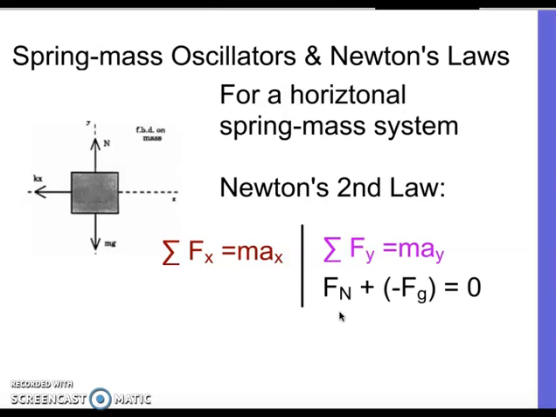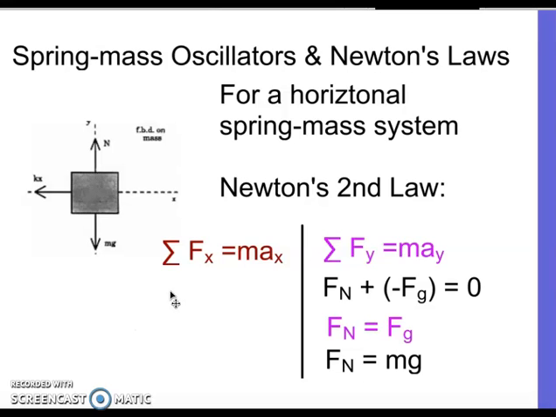Starting with the y direction, we've got our normal force plus, because of the sigma here, that means sum, it means to add, the negative force due to gravity, because that vector is directed downwards, and those are equal to 0, because the motion of the mass is horizontal, so there is no vertical motion, so the sum of those forces must be 0, because there's no acceleration. So my normal force equals my force due to gravity, or weight, and then if I want to write that all the way out, my normal force could be calculated by doing the mass of the block times the acceleration due to gravity of that block on that planet. On Earth, that would be 9.8 or 10 meters per second squared.